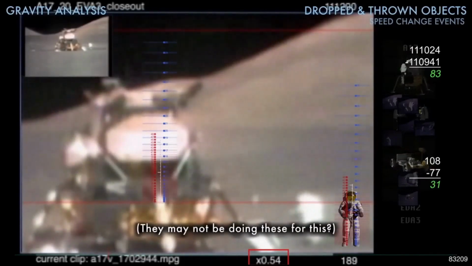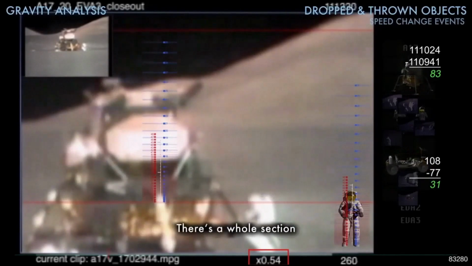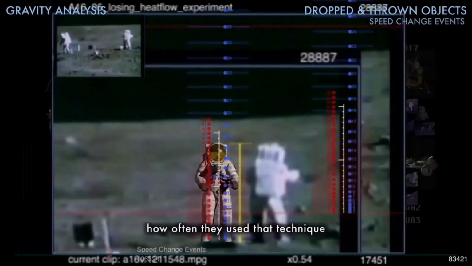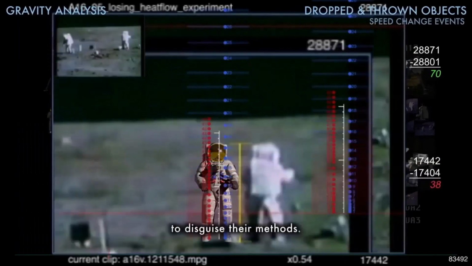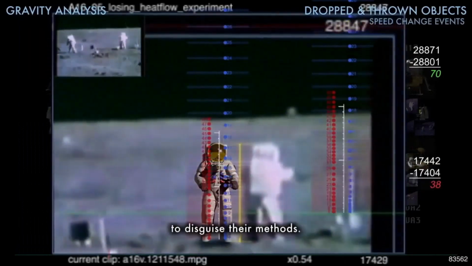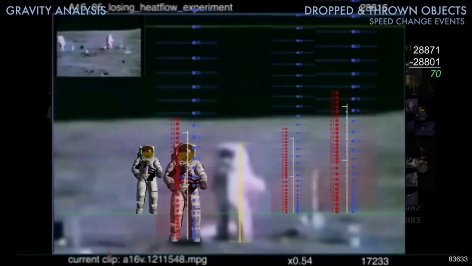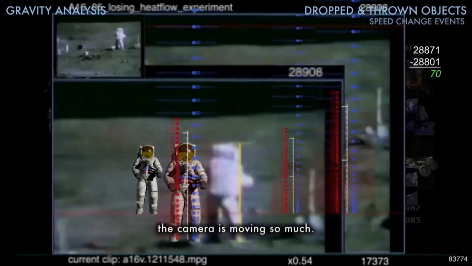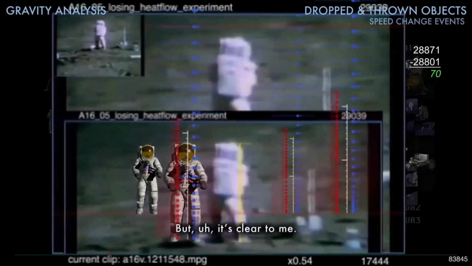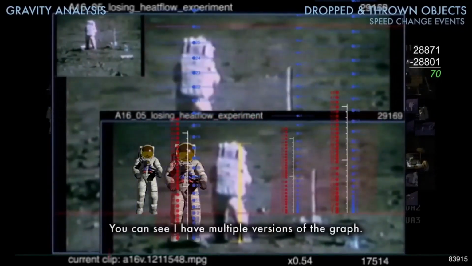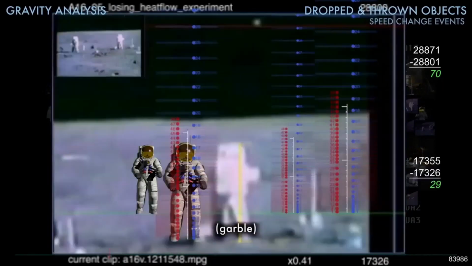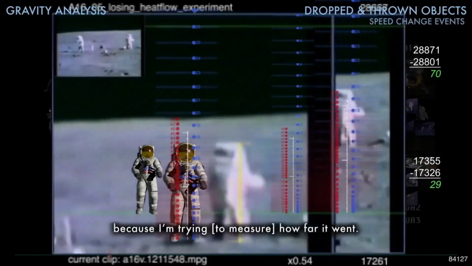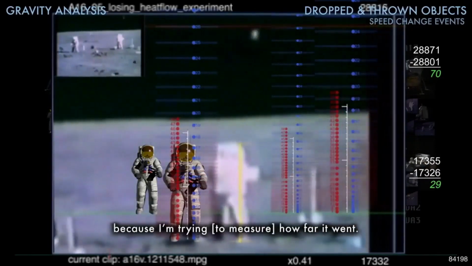They may not be doing these for this one. There's a whole section on speed changes. You can see how often they use that technique to disguise their methods. Again, you can see the factor change. This is a harder one because the camera is moving so much, but it's clear to me. You can see that I have multiple versions of the graph. One is in the background. You can see I have two moon men astronauts because I'm trying to measure how far it went.